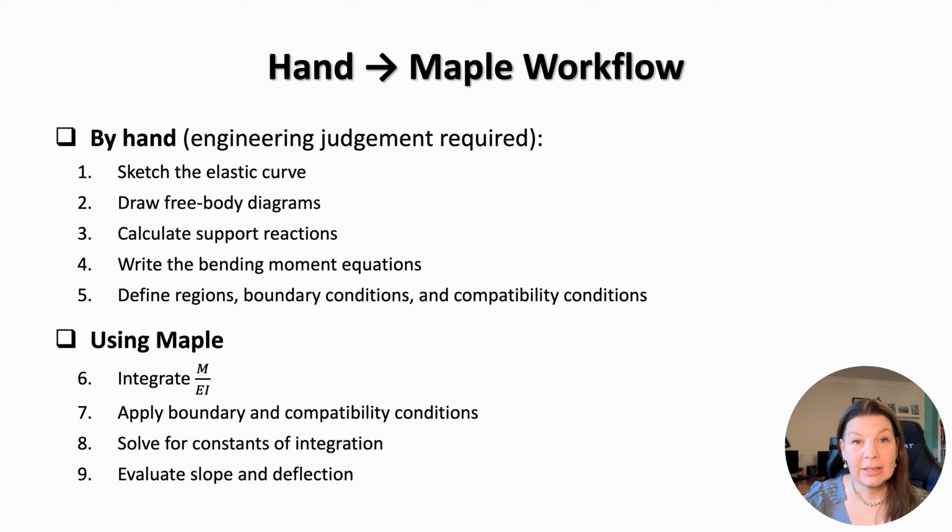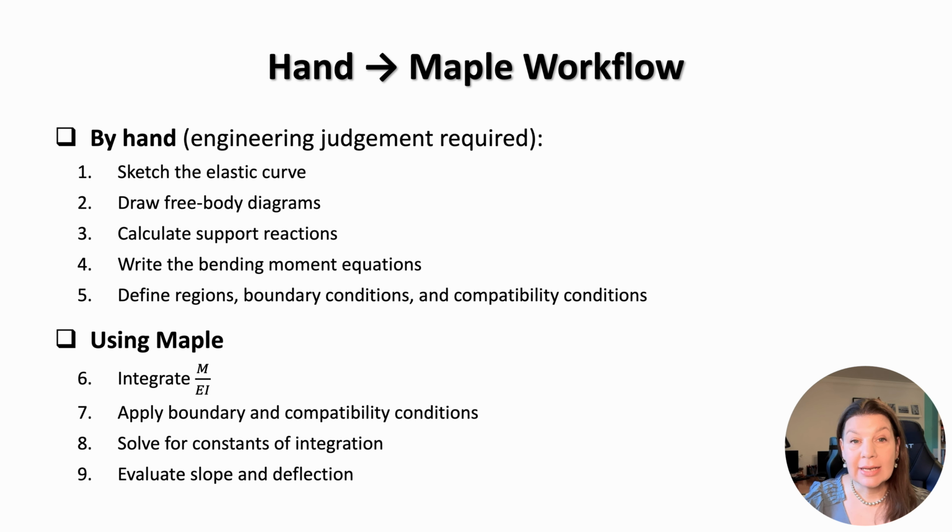Maple fits into the method at a very specific point. Once the reactions are known, the bending moment functions are written correctly, the regions clearly defined, and the boundary and compatibility conditions identified, everything that requires engineering judgment is complete. From that point onward, Maple can take over the mathematics. It integrates the equations, applies the boundary and compatibility conditions that we've specified, solves the constants, and can also evaluate the slope and deflection.